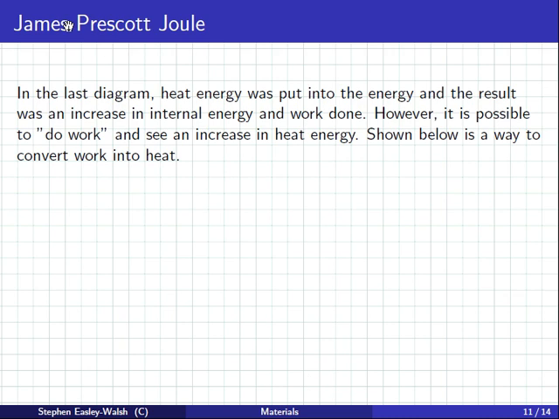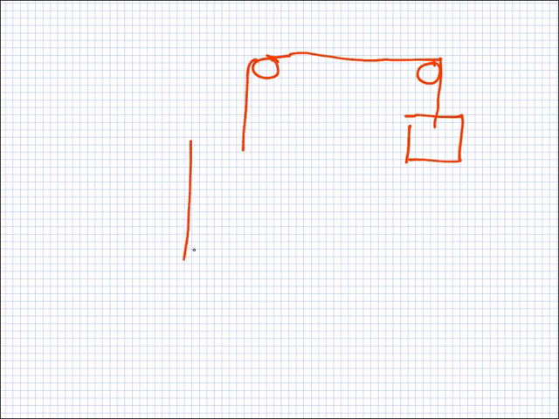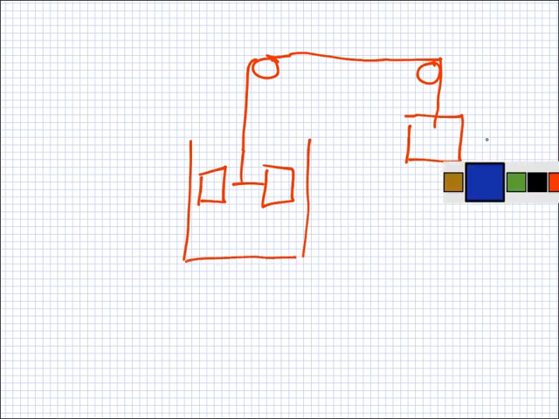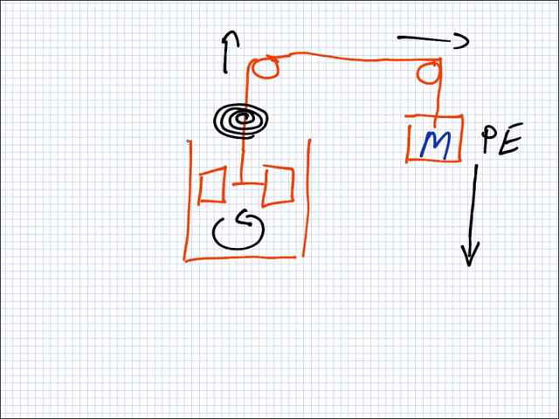I'll draw the picture. James Prescott Joule was the person to first do this experiment. He had a very simple way of doing this. He had a little weight here, connected up to a pulley, and then connected to a special wheel system. I'm simplifying it, but this is M here. This has a potential energy, doesn't it? So what happens is this falls down. This was wound up as well here. This falls down, and this moves, and this moves up, and then of course this spins around in the water.